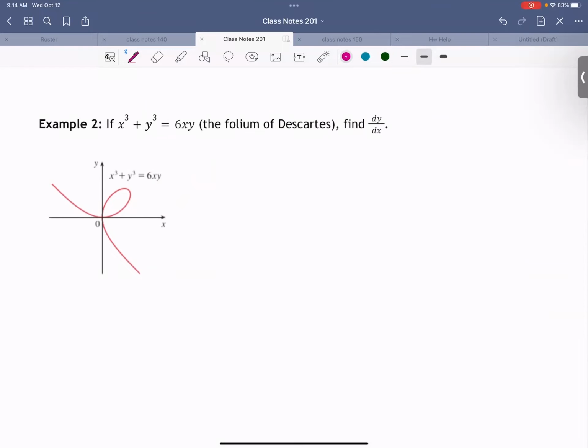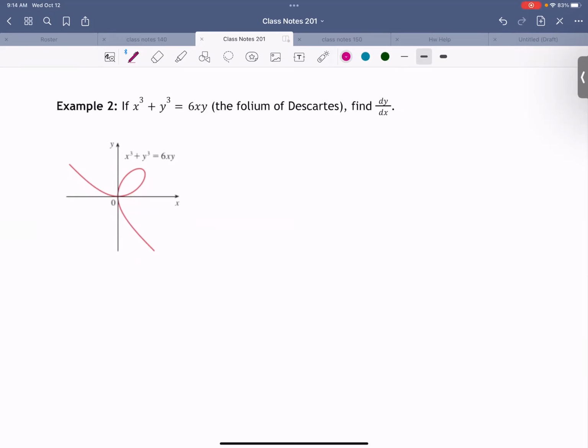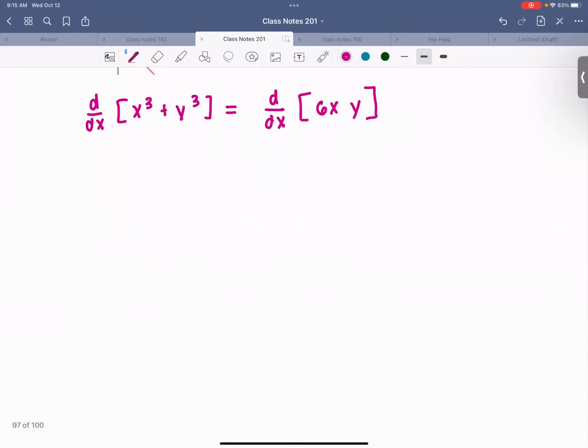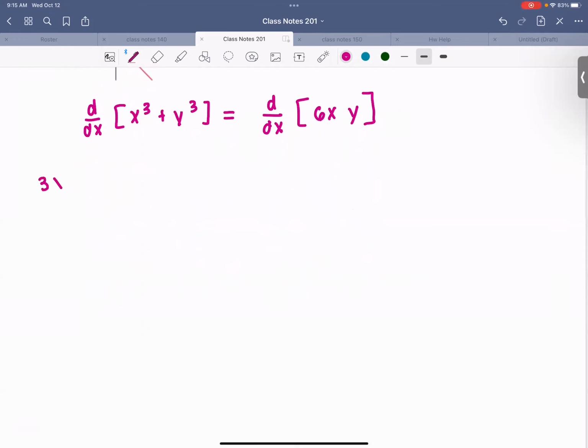Okay. So I want to find the derivative of the left and the right. So the derivative of x cubed plus y cubed equals the derivative of 6xy. Okay. Let's do the left side. I think that's a little bit easier. What's the derivative of x cubed? 3x squared. What's the derivative of y cubed? 3y squared times dy dx or y prime. Okay, so that's just using the chain rule here.